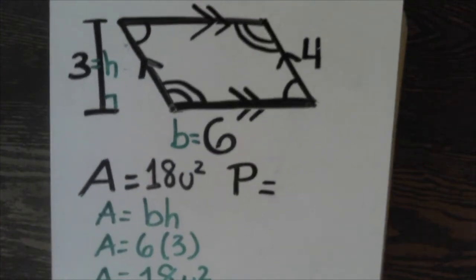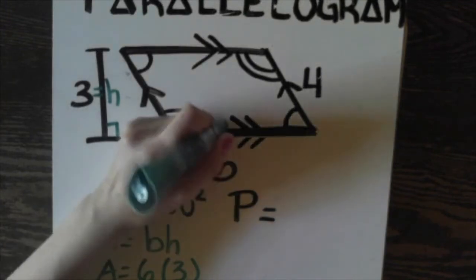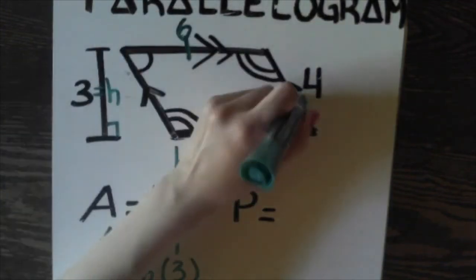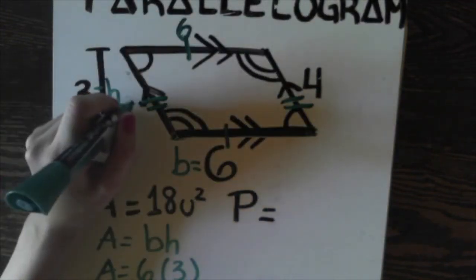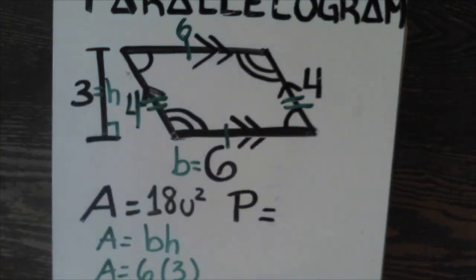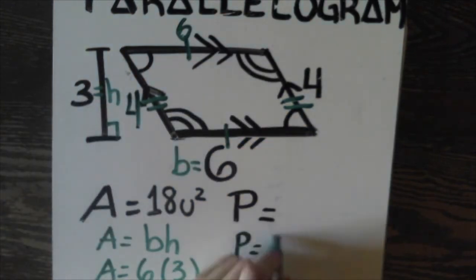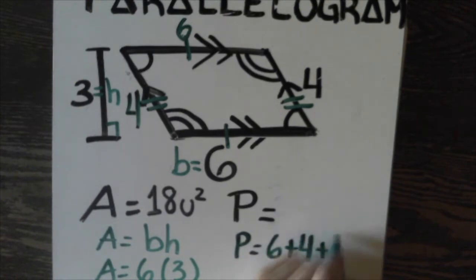In order to find the perimeter, I must find all the sides. The opposite sides of a parallelogram are always congruent. So we know we have our perimeter 6 plus 4 plus 6 plus 4, which is 20 units.